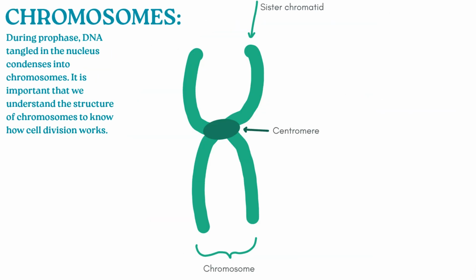Before we enter the prophase, we must discuss what chromosomes are, as it helps us to know how cell division works. Chromosomes are structures of condensed DNA wrapped around proteins called histones. Chromosomes are made of two sister chromatids attached by a centromere.